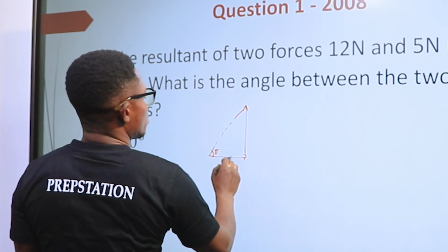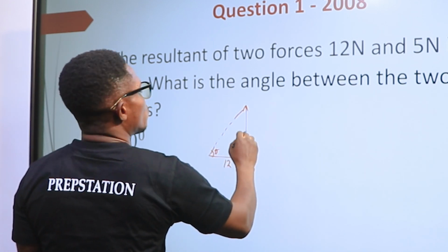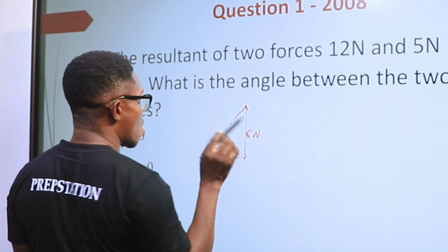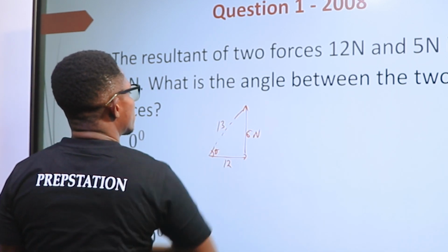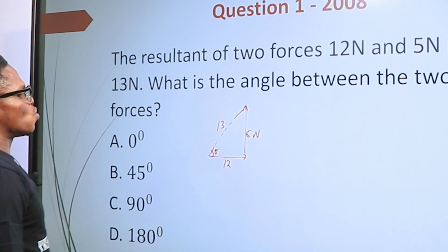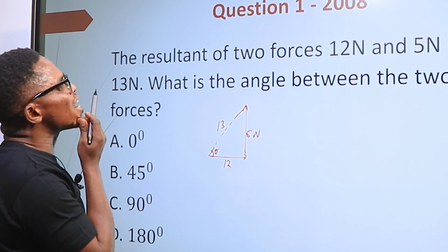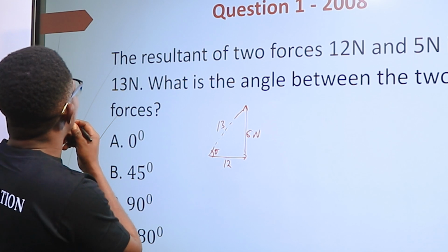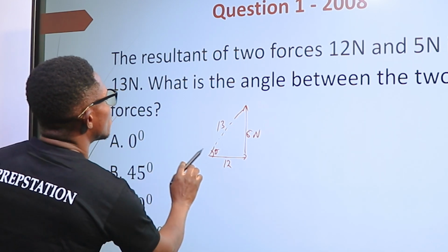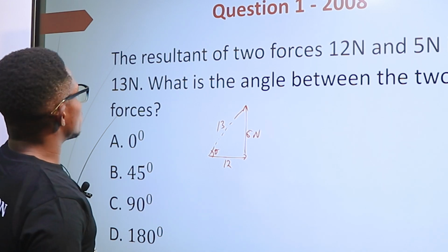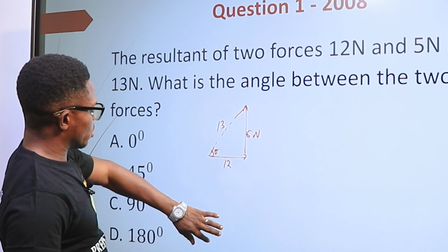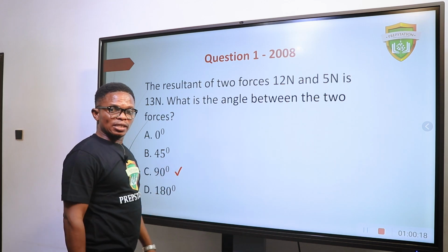Now, this vector is 12 Newton. This vector is 5 Newton. And we have been told that the resultant is what? 13 Newton. So what will be the angle between the two forces? So we are looking for the angle between the two forces. So the angle between the two forces will be what? Yes, the angle between the two forces is 90 degrees.